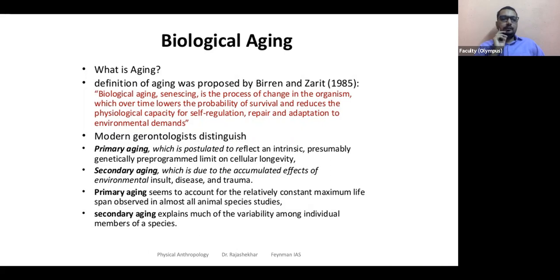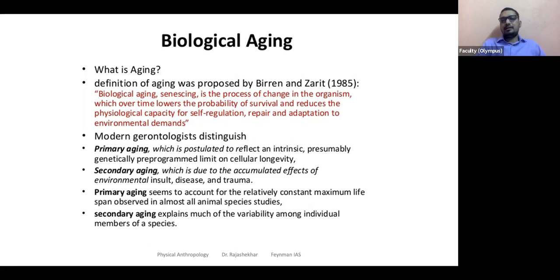The second one is the secondary aging process. How is secondary aging different from primary aging? In secondary aging, we talk about the accumulated effects of the environment that we are living in, maybe pollution, maybe alcohol, maybe smoke, all sorts of things that we are exposed to, which also cause damage to our body. So the environmental insult or the damage that we receive from the environment, or maybe because of disease, trauma, because of the stages that we go through, or the situations that we go through in our life. So something outside, we're talking about extrinsic factors here.